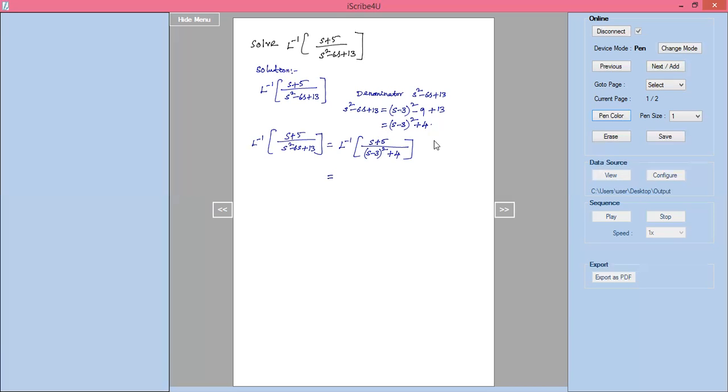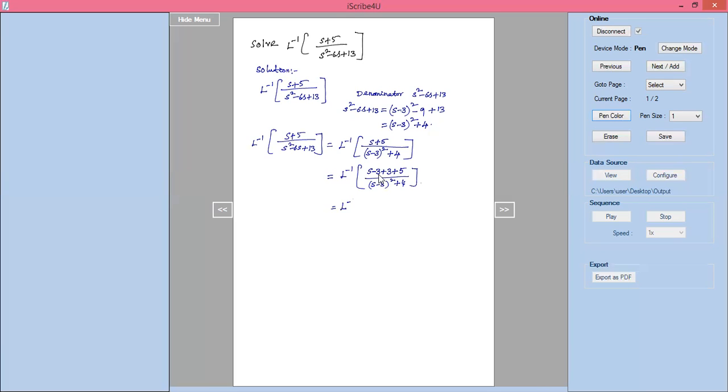Now the numerator also I'll write. L inverse of this, s plus 5 is there, no? This I can write as s minus 3 plus 3 plus 5. I am adding minus 3 and subtracting plus 3, plus 5, divided by s minus 3 whole square plus 4. Why am I adding minus 3 plus 3? Because the denominator is in the form of s minus 3, so I am going to arrange the numerator s also in the form of s minus 3.